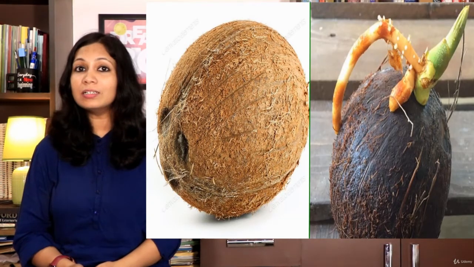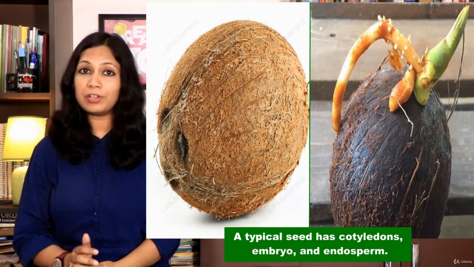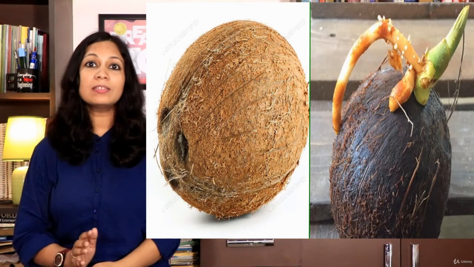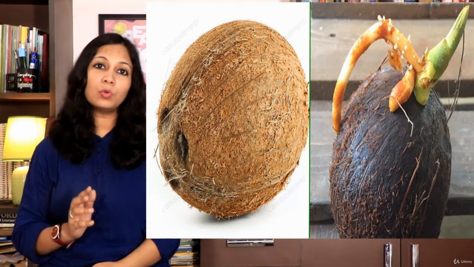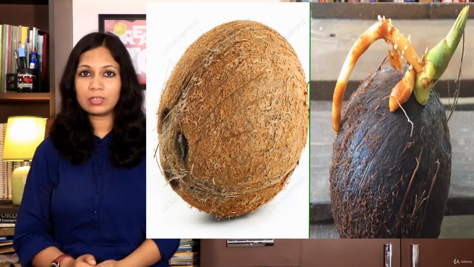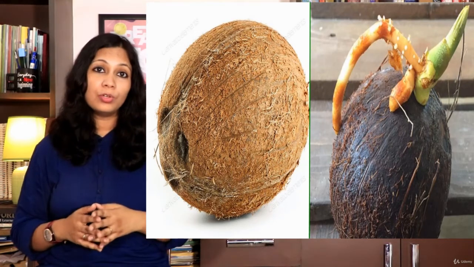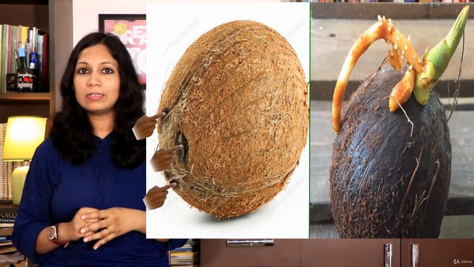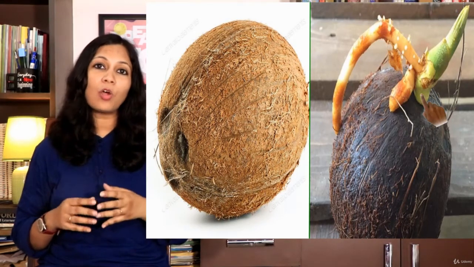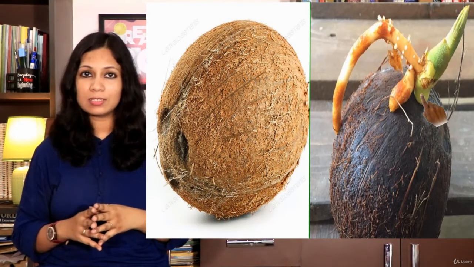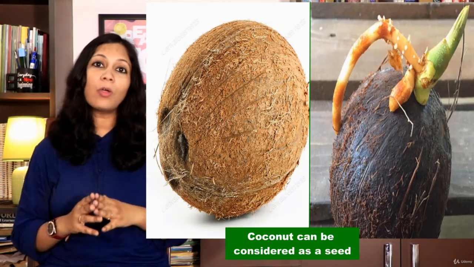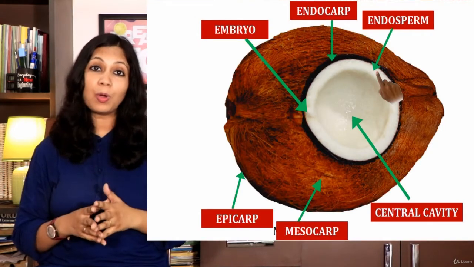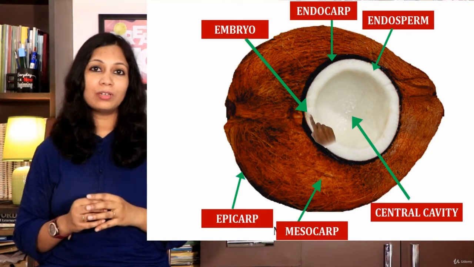As we learnt earlier, a typical seed has cotyledons, embryo and endosperm. A seed is the reproductive propagule through which a baby plant emerges. In coconut too, you may have seen 3 black holes on one of its sides. A plant may emerge out of one of these 3 holes. So, coconut can be considered as a seed. It also has endosperm for nourishment of the embryo.